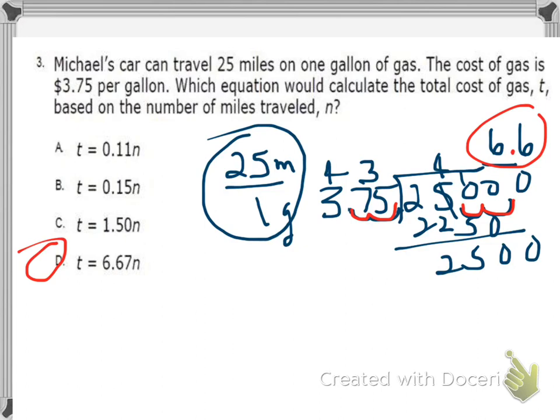So you have to find out the cost per mile, so that no matter how many miles your trip is, you substitute that in for N and multiply it by the unit rate of 6.67, and that's cents, and that will give you T, total cost.